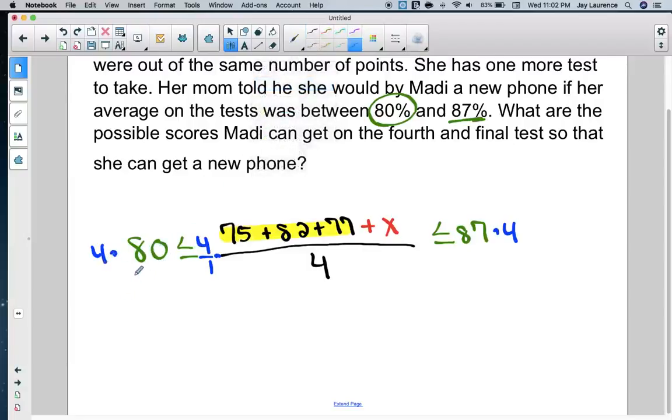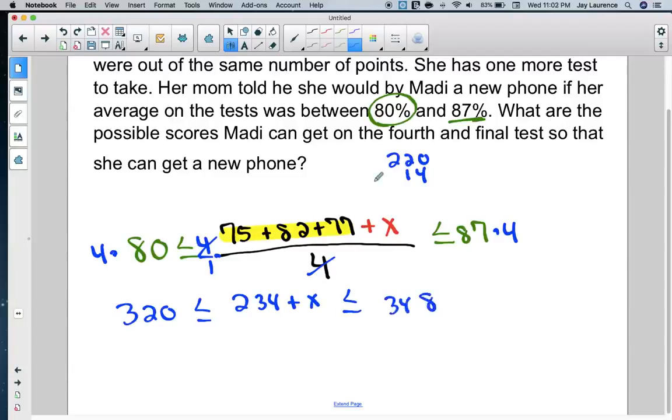Let's see, 4 times 8 is 32, so 4 times 80 is 320. That's going to be less than or equal to, these are going to cancel. I'm going to add these: 70 and 80 is 150, and another 70 is 220. Then if I add the ones, I've got 7 and 7 is 14. This should be 234 plus x. And that's going to be less than or equal to 348.